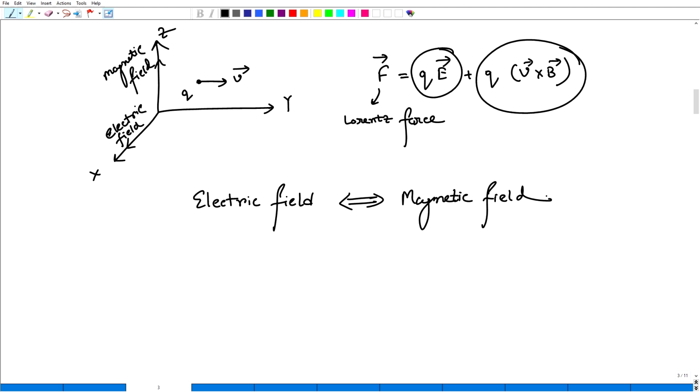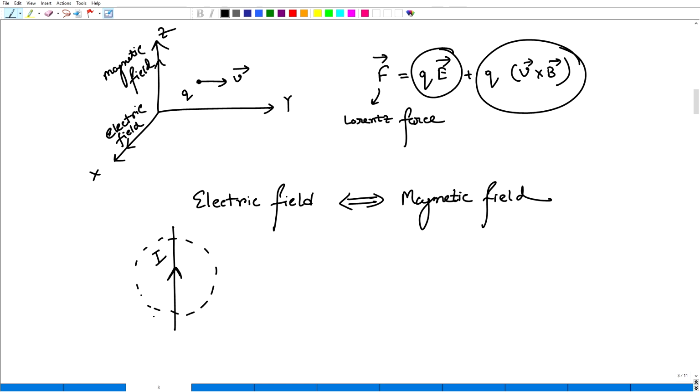Because if there is an oscillating or accelerating electric field, that produces a magnetic field, and vice versa: if there is a changing magnetic field, which is changing with time, that can also create an electric field. Just like if a current flows through this wire, then the electric field is changing with time, and that is why around this wire there will be a magnetic field as well.